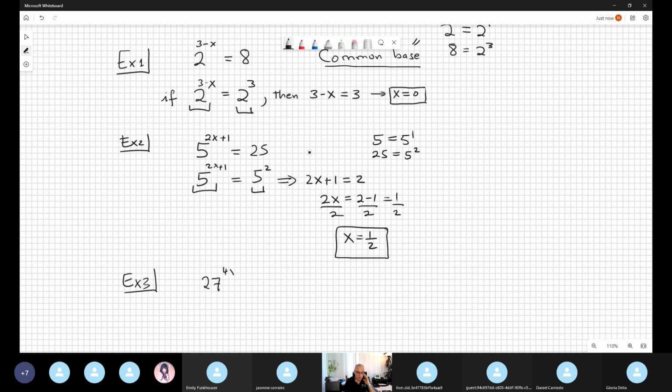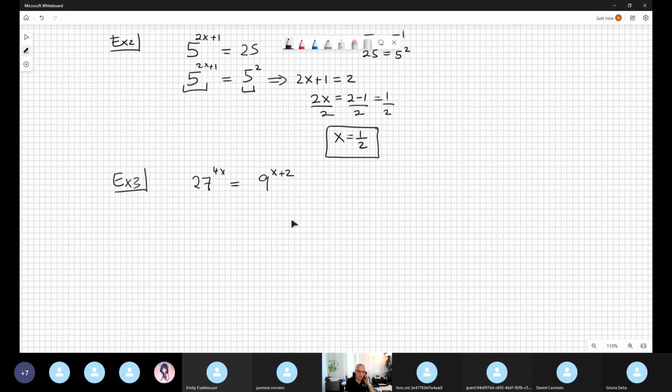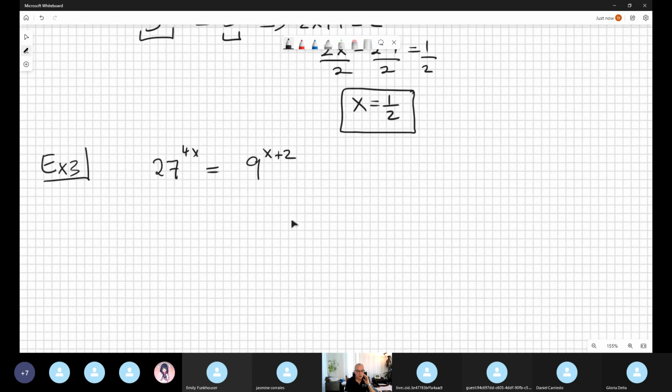27 to the 4x equals 9 to the x plus 2. Okay, this is the third example. The exponential equation is 27 with the exponent 4x, equal to 9 with the exponent x plus 2. So I try to ask myself, can I find a common base or not? Yes. What is the common base, in your opinion?